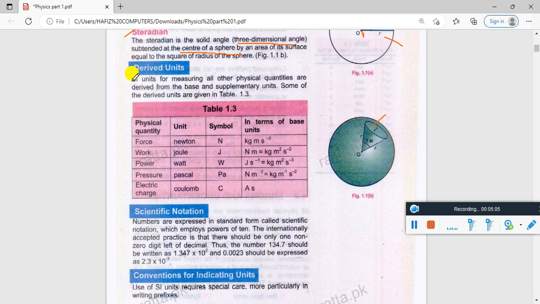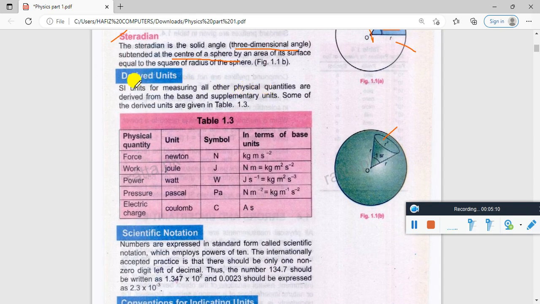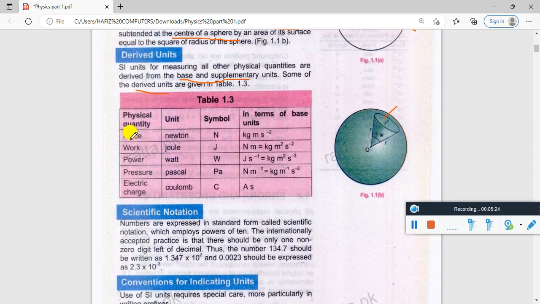So next one are the derived units. Derived units are the SI units for measuring all other physical quantities; the units used to measure the derived quantities are called derived units. These are units for all the physical quantities derived from base and supplementary units. First one is the force. Force is measured in terms of Newton. Its symbol is N. In terms of base units, it is kilogram meter per second square.